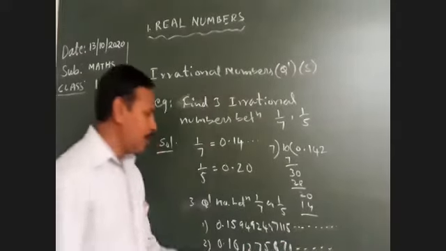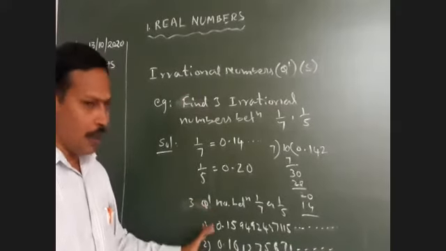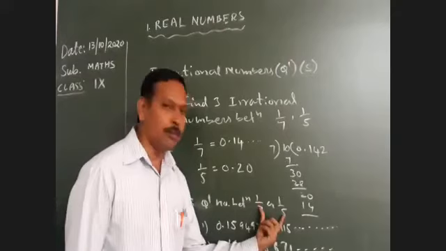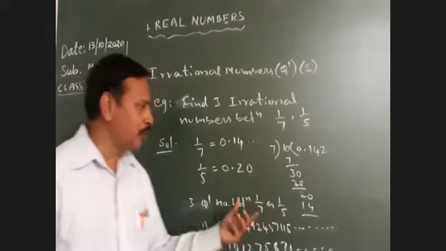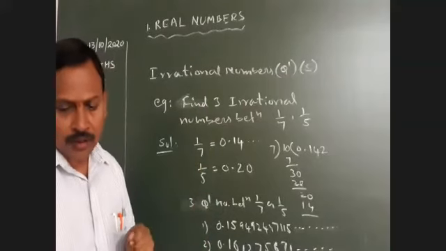Okay. So this is the method of how to insert or how to find different irrational numbers between two rational numbers. It's a very important concept. So just note this down fast, or you can take a screenshot.